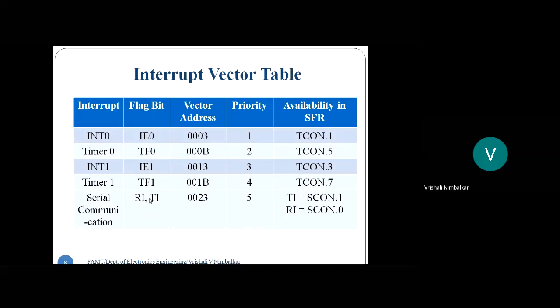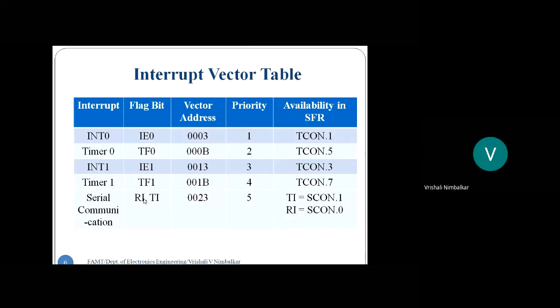Correct? With the help of an instruction, JNB, jump if the bit is not set, we were checking all these flags. But what were we doing? We were not using interrupts. With the help of an instruction, we were checking this. So that is what we were doing, the polling technique, to understand whether the operation is over or not. JNB, writing an instruction and checking the flag, that is called the polling technique.